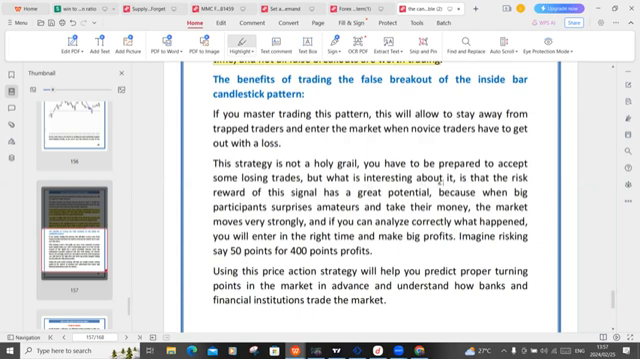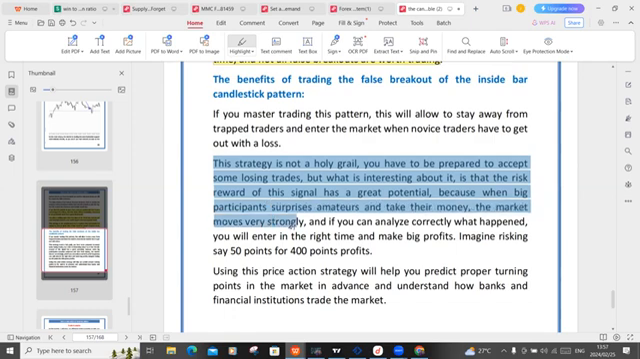But what is interesting about it is that the risk to reward of this signal has great potential, because when big participants surprise small amateurs and take their money, the market moves very strongly, and if you can analyze correctly what happened, you enter at the right time making big profits. So imagine risking 50 points for 400 points. This is a 1:8 risk to reward ratio. Imagine risking 1% to make 8%.